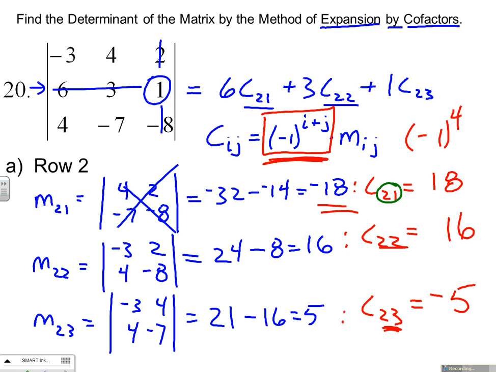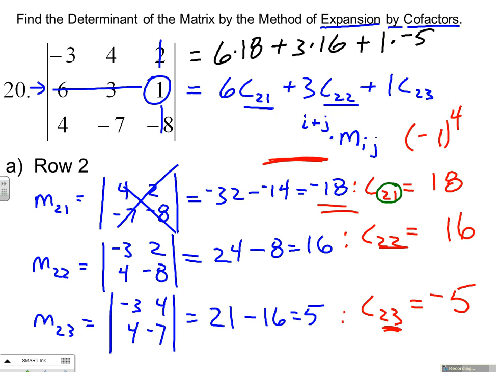All right, let me come back up here, create just a little bit of space for myself. Maybe I don't need it. Maybe we can get this done. So my result is 6 times cofactor 2, 1, 6 times 18, plus 3 times cofactor 2, 2, 16, plus 1 times negative 5. And now I definitely need to create some space here. We'll get rid of this cofactor rule.